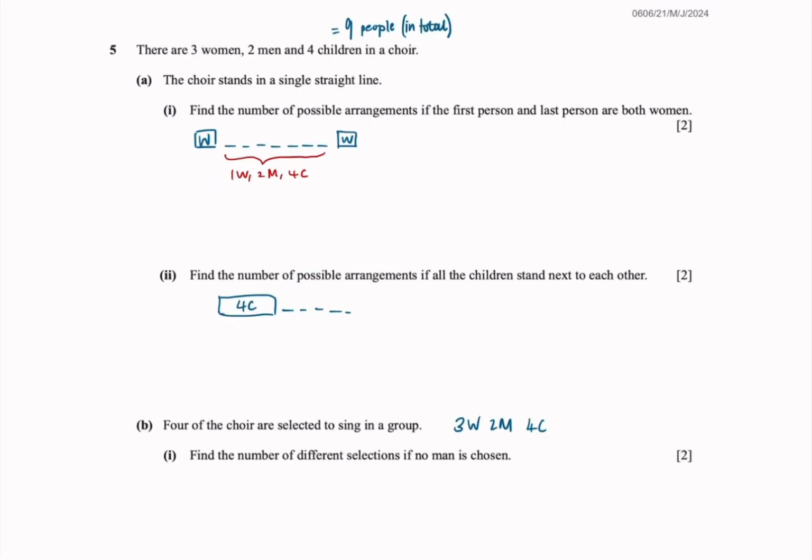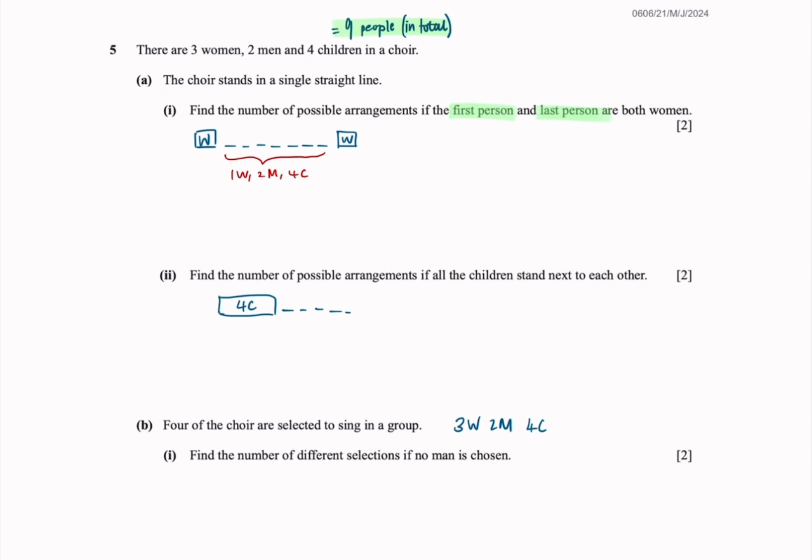Okay, next question. There are 3 women, 2 men, and 4 children in the choir. The choir stands in a single straight line. Find the number of possible arrangements if the first person and the last person are both women. One thing to note for this question is that there's 9 people in total. And for this part, the first and the last person are both women.